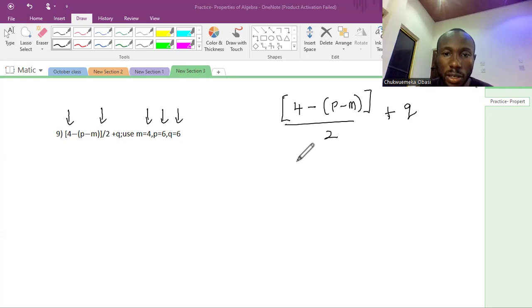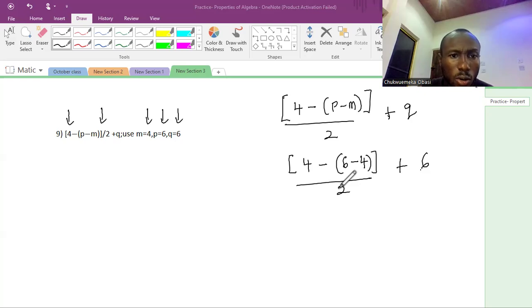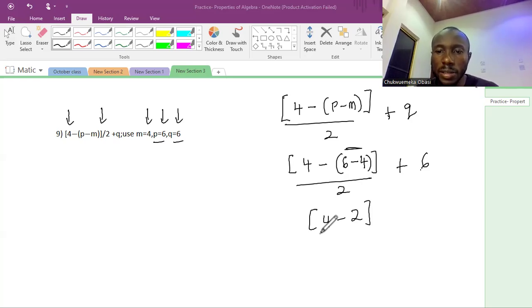So what is p? So here we've got 4 minus p is just 6, n is just 4, and here we have upon 2 plus q is just 6 again. Are you sure? Oh, p and q are 6. Okay, that's correct. So what do you do next? You want to start out with the one in the bracket first. So that would be 4 minus 6 minus 4, which will give us 2, right? Perfect. All divided by 2 plus 6.